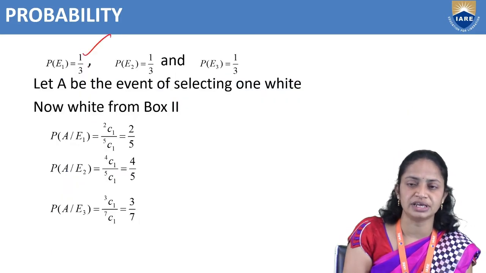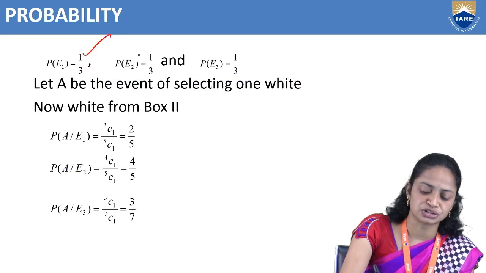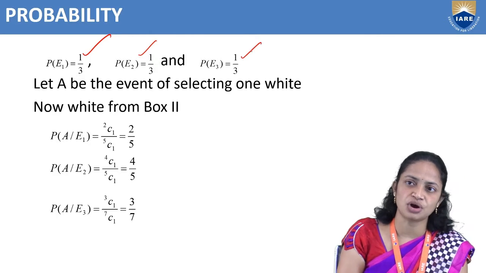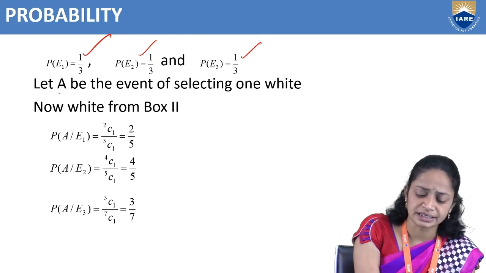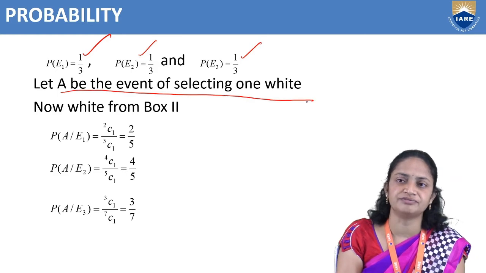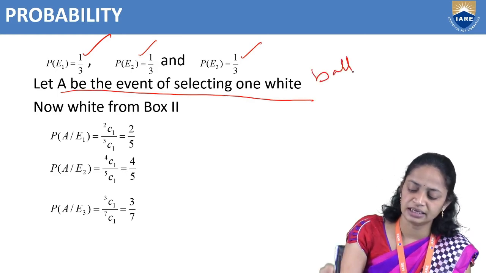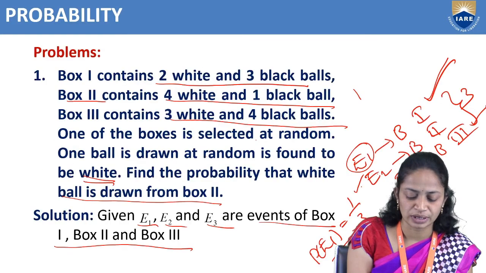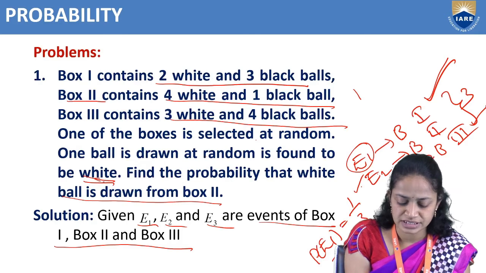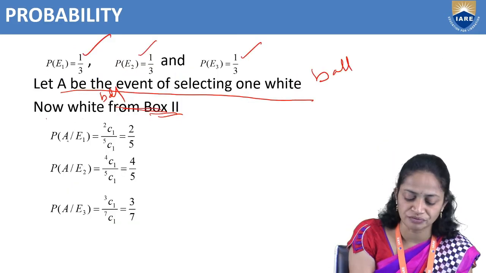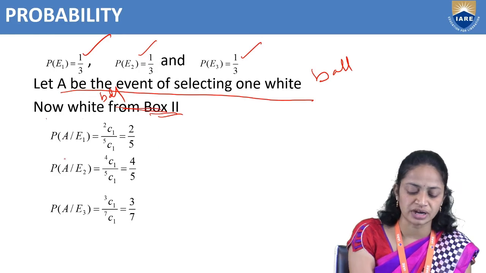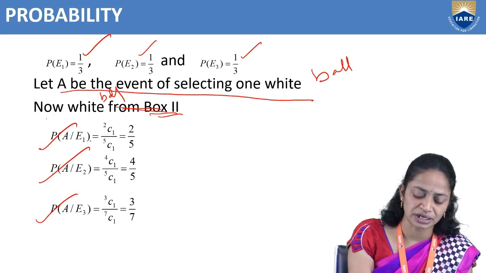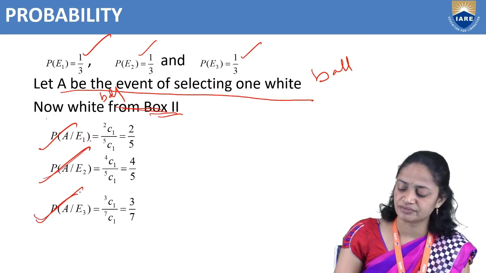So probability of E1 is 1 by 3, probability of E2 equals 1 by 3, and probability of E3 is also 1 by 3. Next, let A be the event of selecting a white ball. Now we need to calculate probability of E1, E2, E3, and probability of A given E1, A given E2, A given E3.